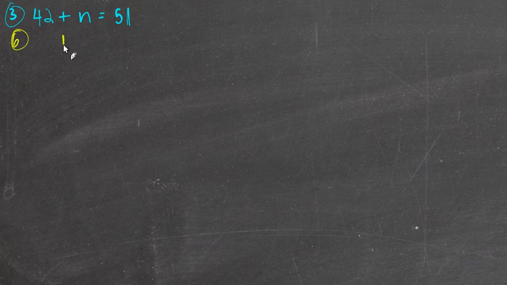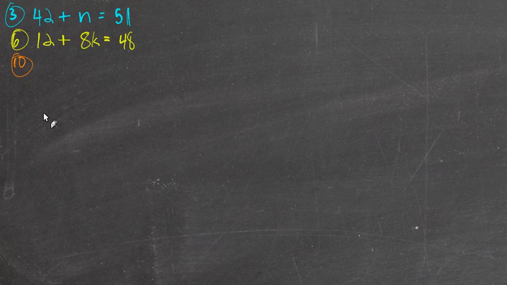Number 6, the sum of 12 and the quantity 8 times a number k. So this quantity 8 times a number k is equal to 48. There's your equation.